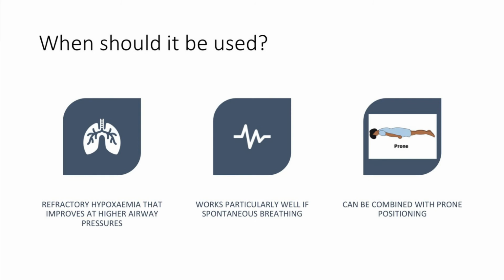So when would you use it? Refractory hypoxemia that's better at higher airway pressures. It works well if they're spontaneously breathing as well, and it can be combined with prone positioning. So we might find ourselves proning people and on APRV, particularly if ECMO has been taken away as an option. They're very hypoxic. Why wouldn't you try it?